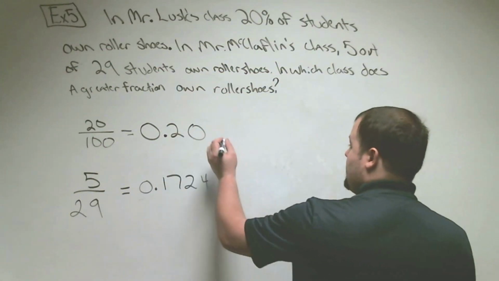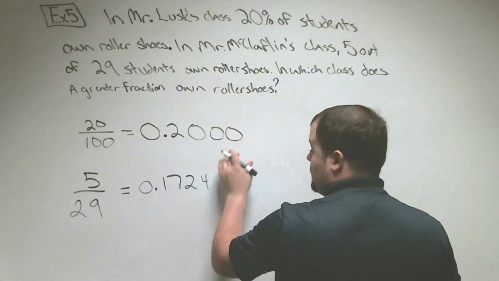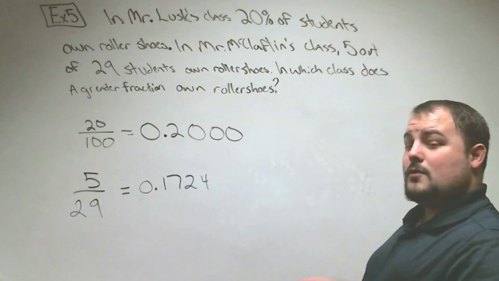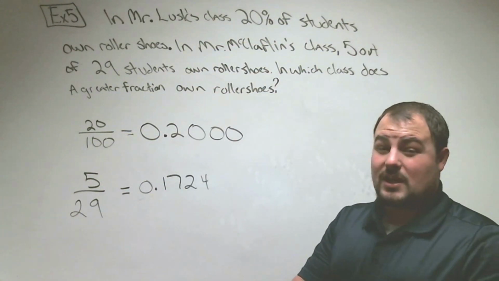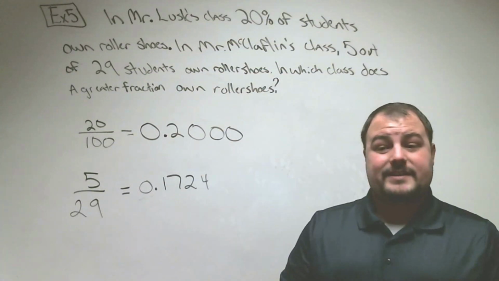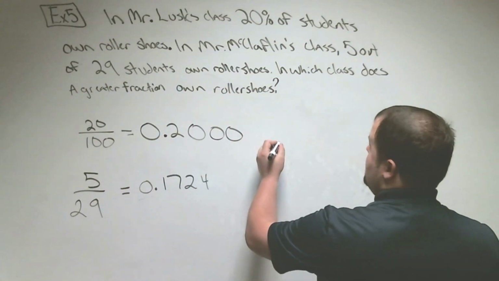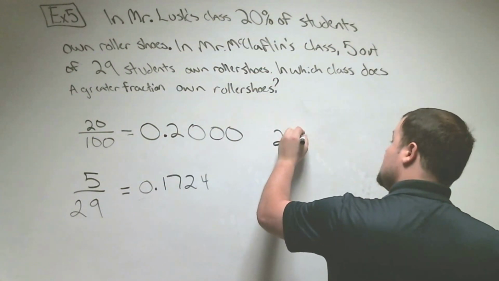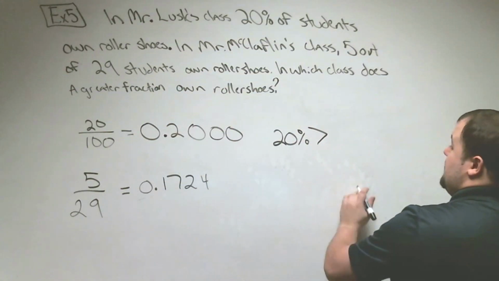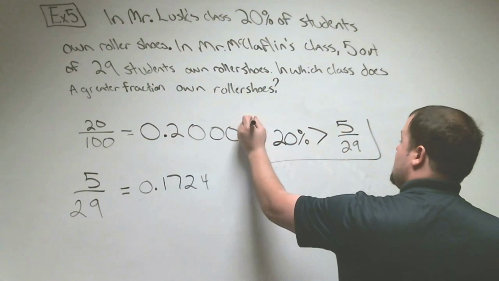What we could do is we could expand Mr. Luft out by adding zeros. So this is 2,000, this is 1724. Which one's bigger? The 2,000. So this tells me that Mr. Luft has a class that has more roller shoes than Mr. McLaughlin does. So we would say that 20% is greater than 5 out of 29.